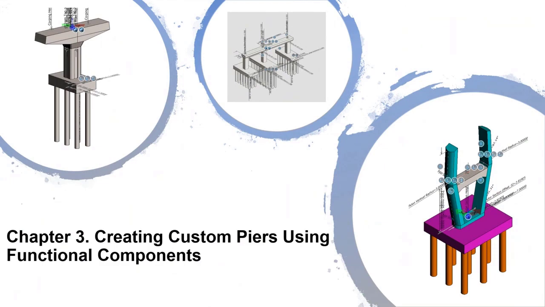I believe you understand how to create variables and assign constraints to a 2D profile. Please take a look at the previous session if you did not attend. In this chapter, I'm going to explain how to create a custom pier using functional components.